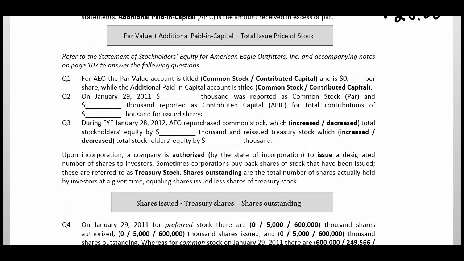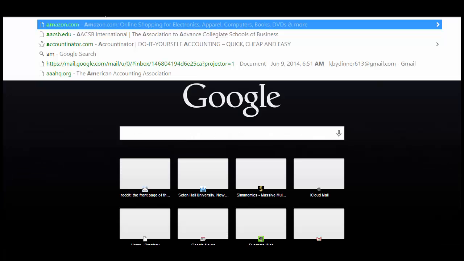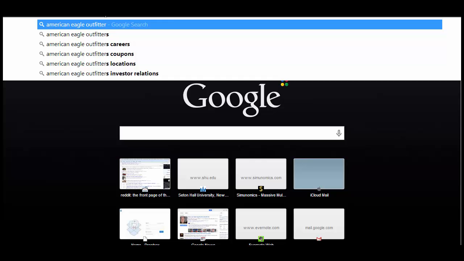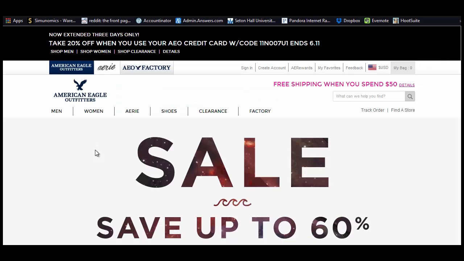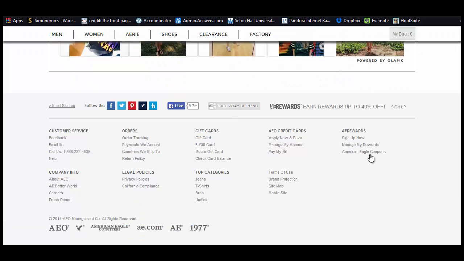AEO, are you familiar with AEO? It's American Eagle Outfitters. So what we have there is, you know what, I should find it. What we have with American, let me dig it up. January 29th, 2011. One second. This is how easy it is to look up financial statements.